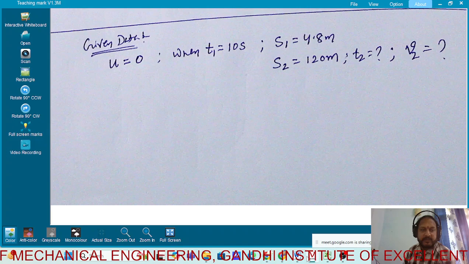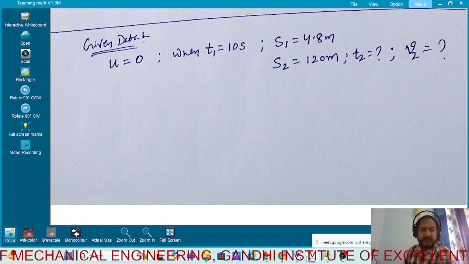So what is a here? A is equal to 2 into 4.8. What is t1? 10 second. Okay. So 2 into 4.8 by 10 square. How much are you getting? 0.096. 0.096 meter per second square. Yes or no? Yes, sir.